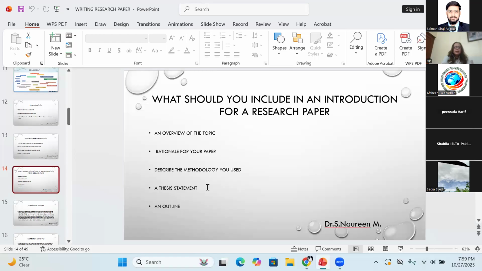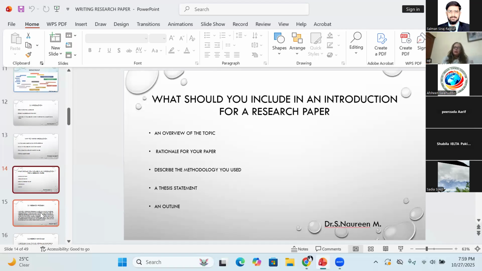The thesis statement is that one single sentence that sums up the entire paper, or most of what you have discussed in it. So if you don't have the skill to write it, I would suggest you take time out and practice it, because this is relevant. So you have kind of justified being a researcher: how, why, and what.